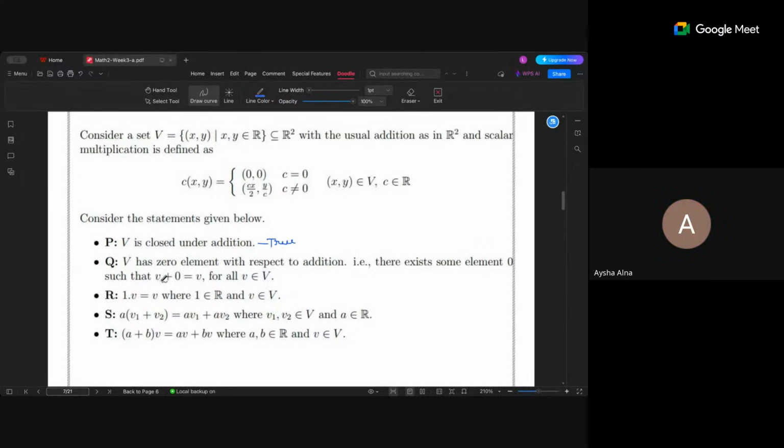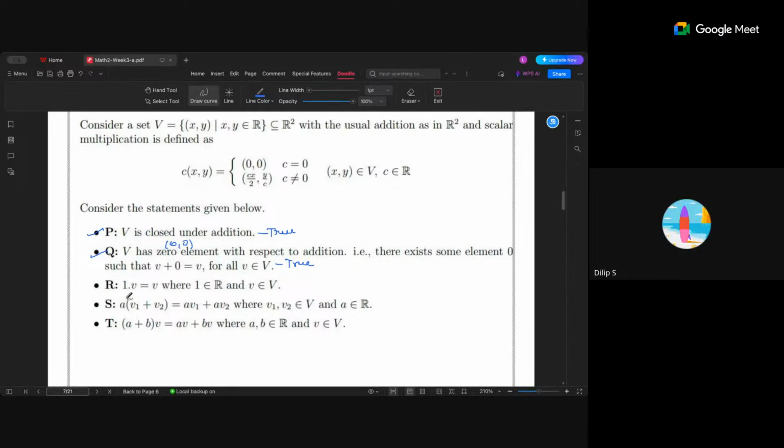What about the second condition? It's also true. And what is the zero element? (0,0). So this is also true. These two are true. What about the next one? It is also correct.